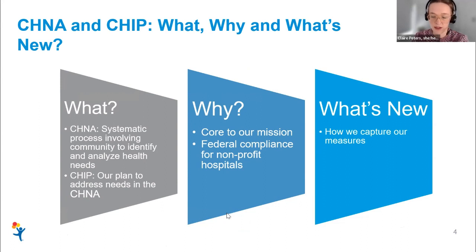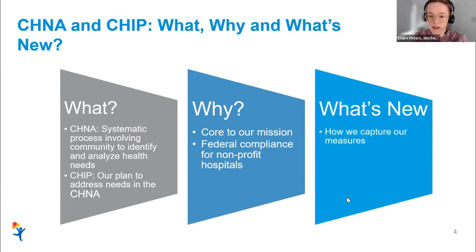It's a standardized or systematic process in which we gather data from the community, as well as secondary data sources to really delve into what are those needs in our surrounding communities. The CHIP, or the Community Health Implementation Plan, is really the response to the CHNA. So how are we going to work to address those needs that we identify in our CHNA?